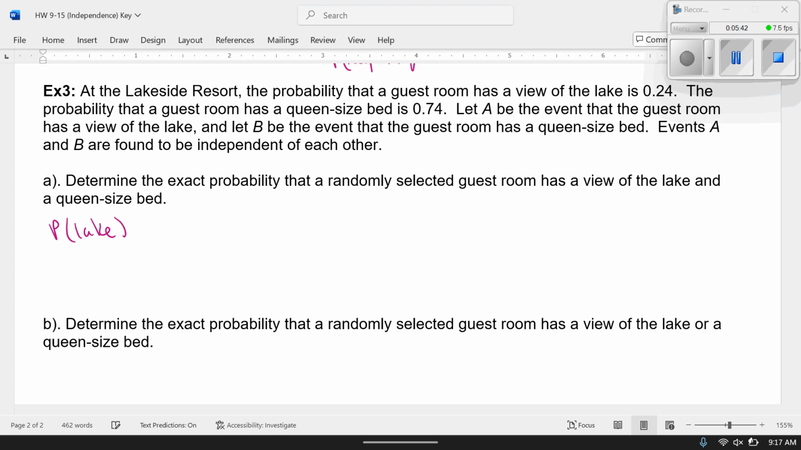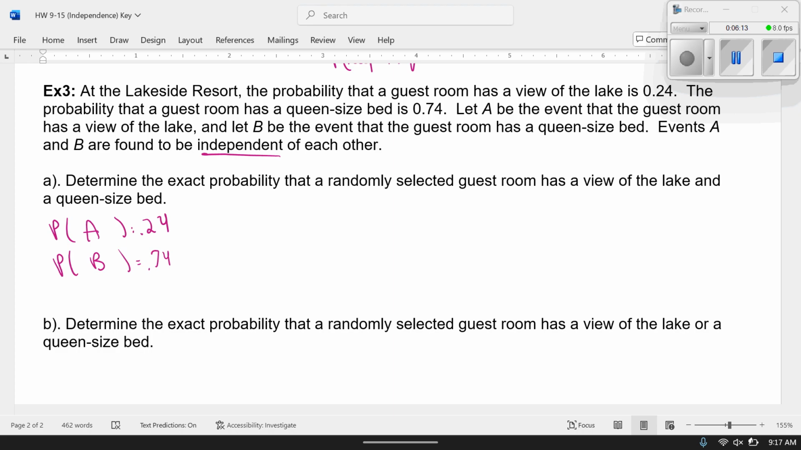The probability that a guest has a room with a queen-size bed is 0.74. Let A be the event that the guest room has a view of the lake, and B is the event that you have a queen-size bed. They are found to be independent of each other.